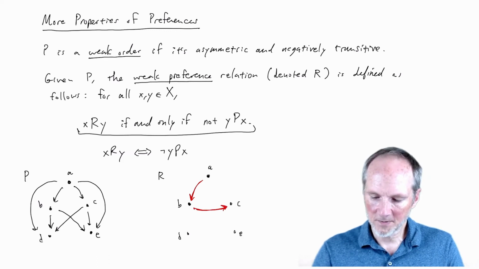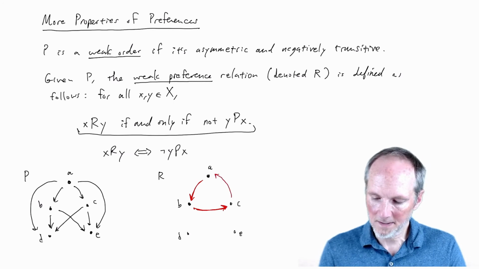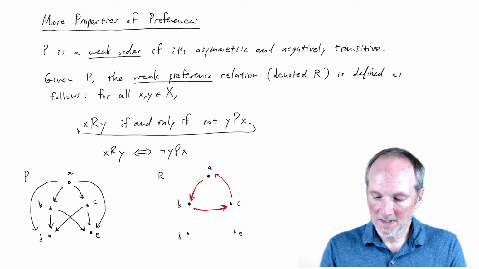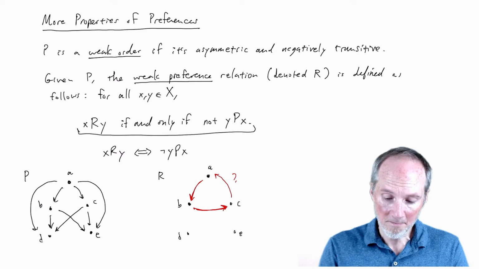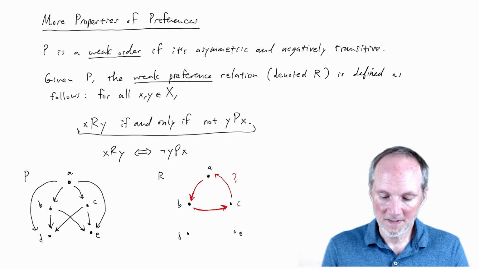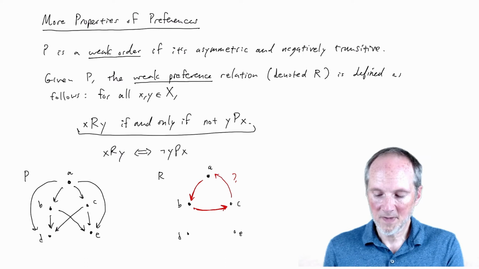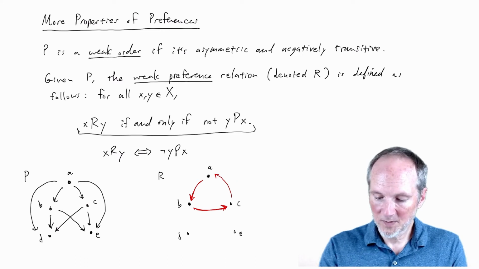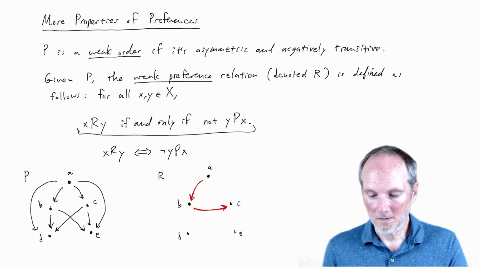I guess I'll do one last one, and then I'm just going to fill it in. Let's check the case here. Is it true that C is weakly preferred to A? Well, let's go back to P, our strict preference relation, and ask, is it true that A is preferred to C? Well, it is actually. So that means that we can't put this arc here going from C to A. C is not weakly preferred to A. So those are three cases.